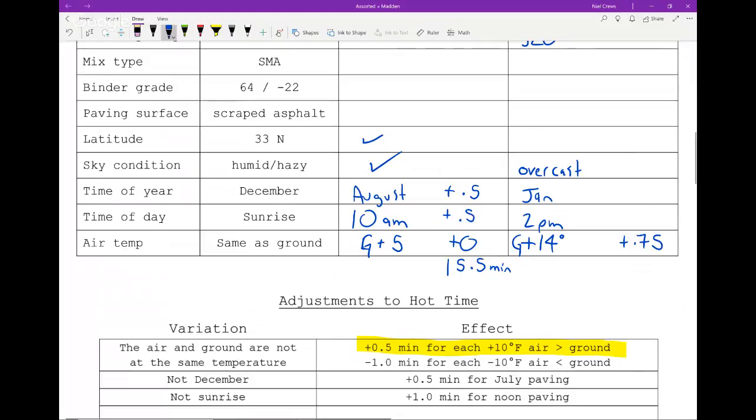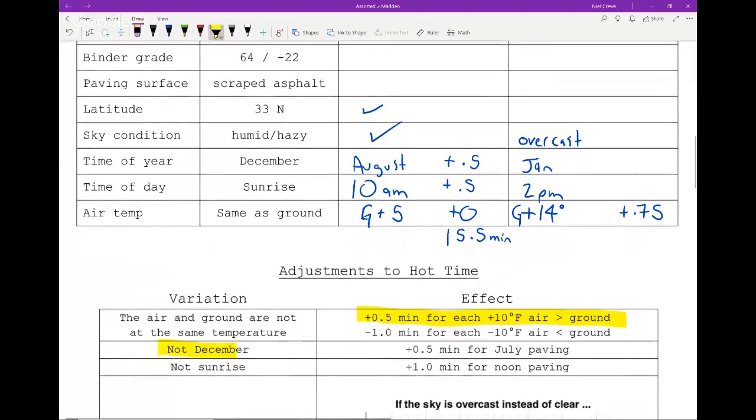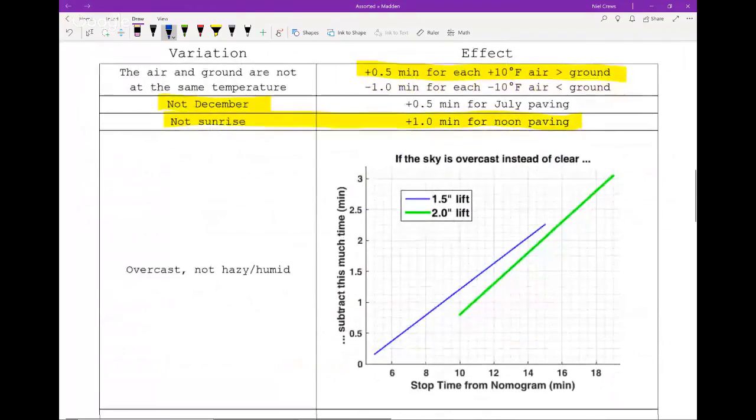Looking at the month, we can see that January is close enough to not require modification here. We're in the early afternoon, so maybe let's add a minute. The day is overcast. So let's take a look at this. This graph here shows how we will correct for this. We will use the blue line since that is the one for the 1.5-inch lift.